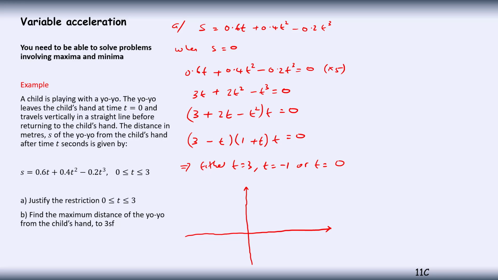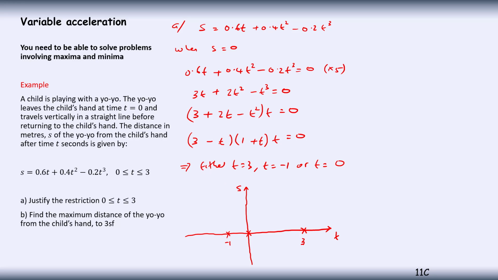Okay, I've had to sketch the graph first because I kept drawing these very wonky lines. So let's mark on there what we know. When s is equal to 0, we've got t equals 3 over here somewhere. We've got t is equal to 0, and we've got t equals minus 1.